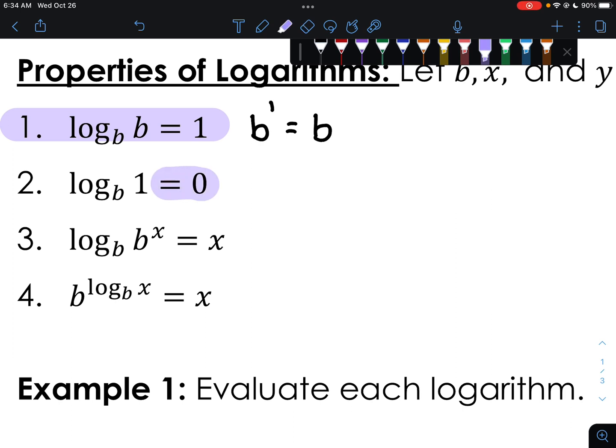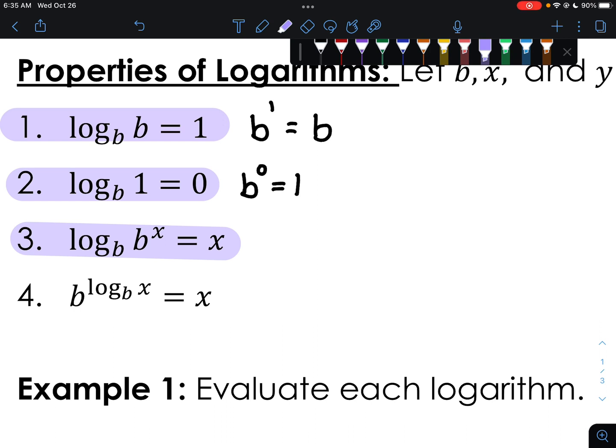Property number 2 says log base b of 1 equals 0. If we think about it, my base is b, the exponent would be 0, and it equals 1. Well, anything except 0 to the 0 power equals 1, so that is why this property works. Looking at number 3, log base b of b to the x power equals x. Again, that relates to property number 1. My base is the same as the number with it, so it's equal to the exponent.